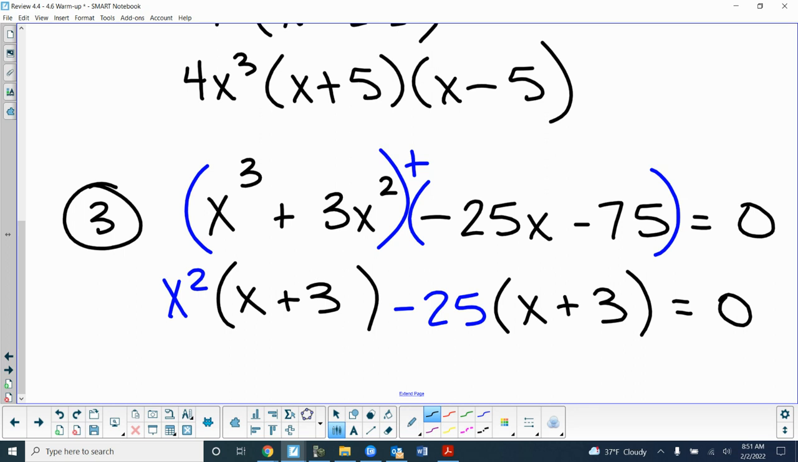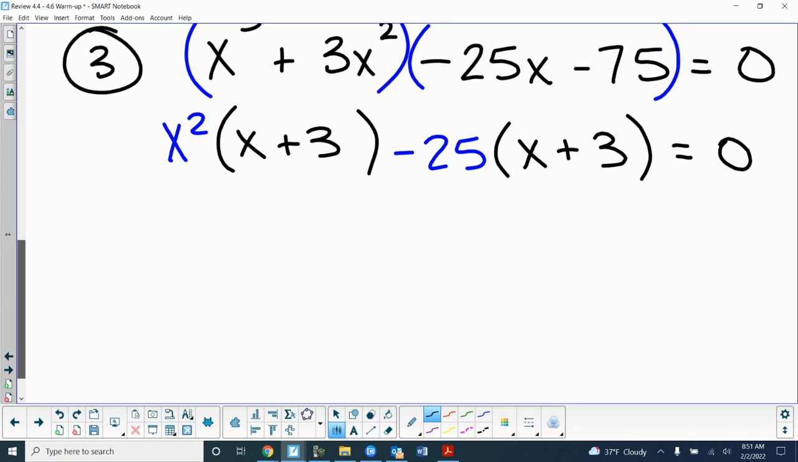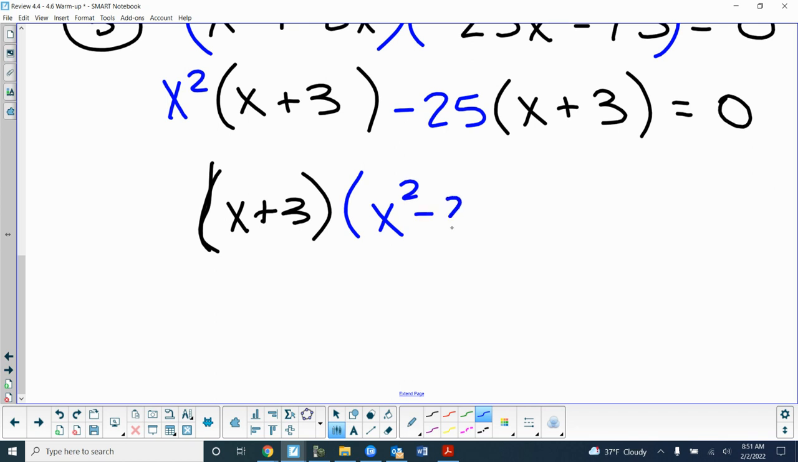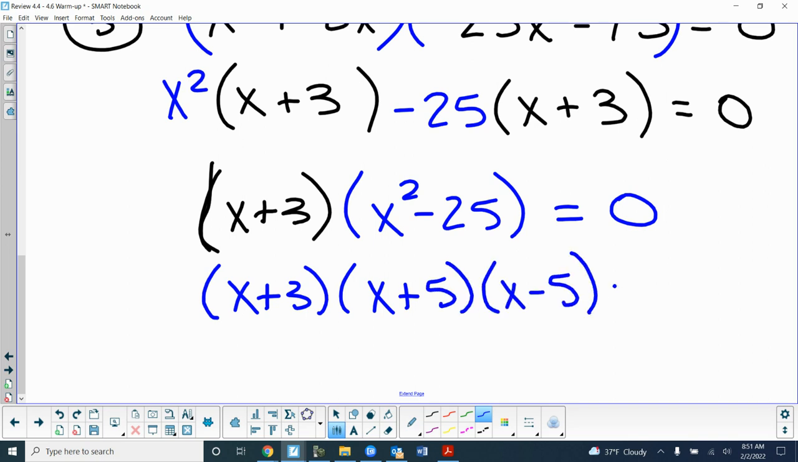Is it working out like I want it to? Yeah. What's my two factors? All right, x plus 3 is one, and x squared minus 25. Is this factored completely? No. So we got x plus 3, x plus 5, and x minus 5.